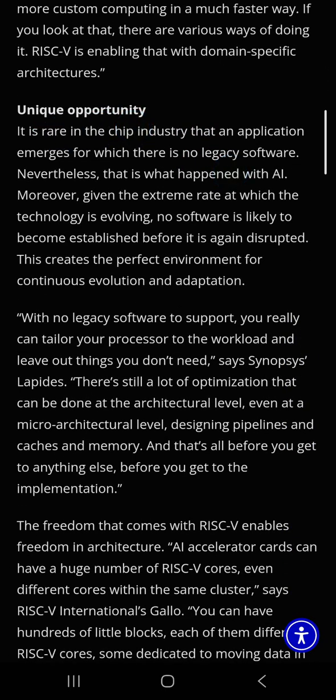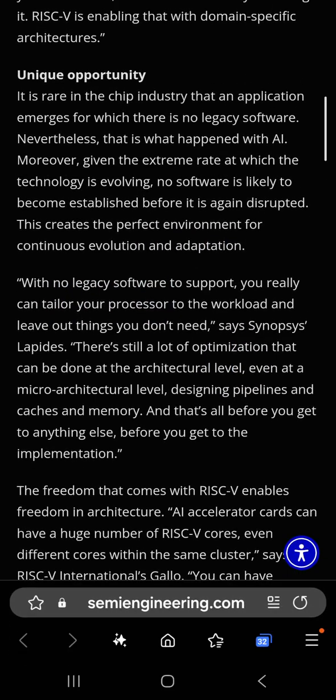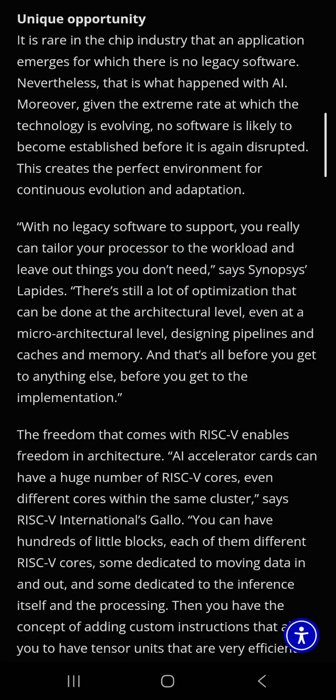The unique opportunity: it is rare in the chip industry that an application emerges for which there is no legacy software. Nonetheless, that has happened with AI. Moreover, given the extreme rate at which the technology is evolving, no software is likely to become established before it is again disrupted. This created the perfect environment for continuous evolution and adaptation. With no legacy software to support, you really tend to tailor your processor to the workload and leave out some things you don't need, such as rapid.